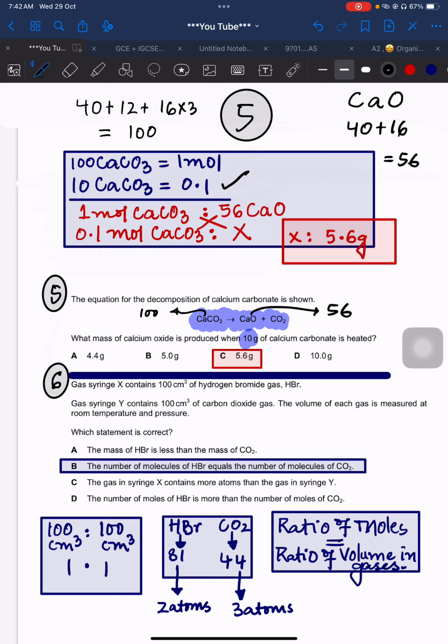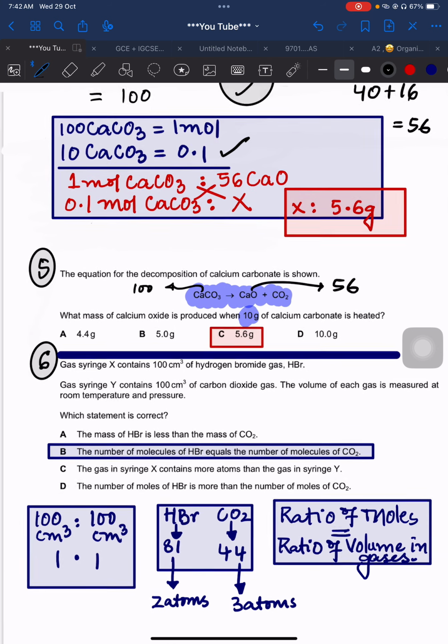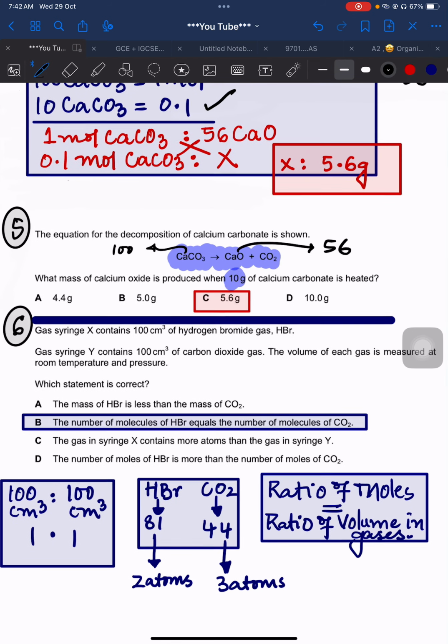Now we are on question number 6, which is a little easier. I should say it is easier compared to number 5, because it is not calculation based, but it is a little more tricky. Looking at this question, I am going to zoom in a little bit so that everyone can find it easier to read.